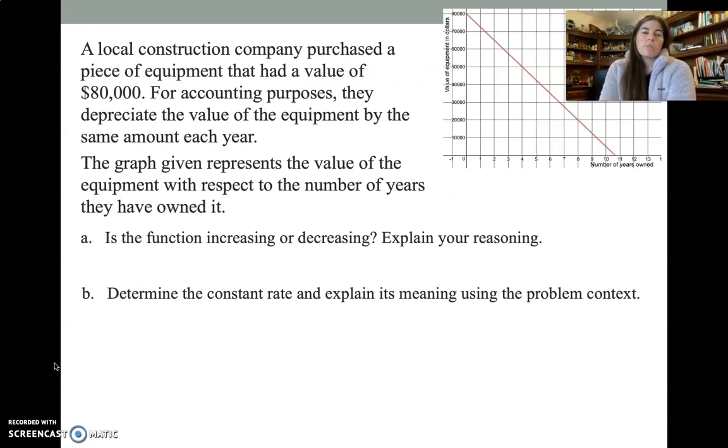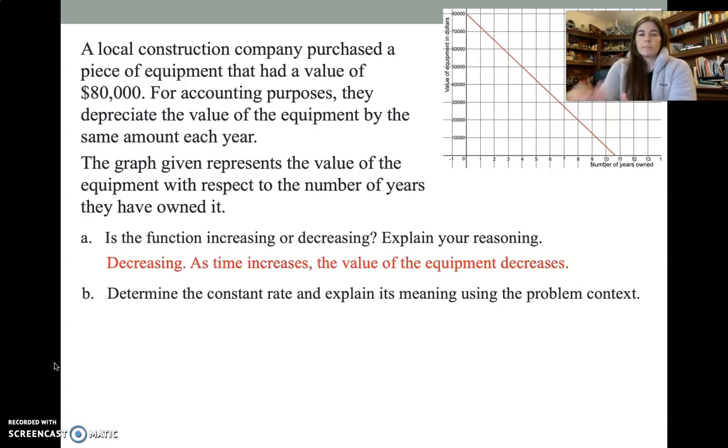It says a local construction company purchased a piece of equipment that had a value of $80,000. For accounting purposes, they depreciate the value by the same amount each year. The graph given represents the value of the equipment with respect to the number of years they've owned it. So is the function increasing or decreasing? You should be able to look at that and say, oh, it's decreasing. As time increases, the value is going down. So negative rate of change. The change in output is negative, the change in input is positive.